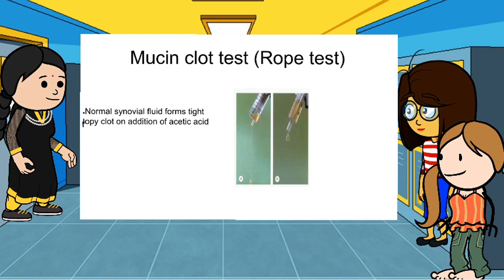A test used to detect hyaluronate in the synovial fluid is the mucin clot test, or the rope test. It reflects the polymerization of synovial fluid hyaluronate. Normal synovial fluid, as you can see in the second picture, forms a tight ropey clot on addition of acetic acid. But poor clot formation is seen in septic or gouty arthritis and rheumatoid arthritis.